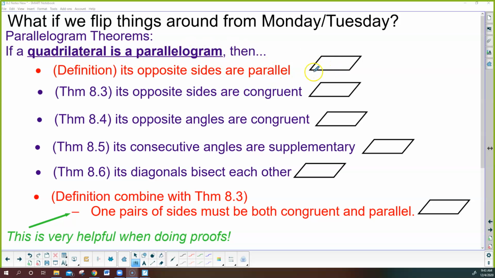So if a quadrilateral is a parallelogram, then by the definition, our conclusion is opposite sides must be parallel. So if you see that it is a parallelogram, you know this has to be true. We actually ended up proving a lot of these on Monday, Tuesday, so we're not going to go through and justify them, but that has to be true. Also, if it is a parallelogram, then opposite sides are congruent. So I know that sides that are opposite of each other have to be the same length.